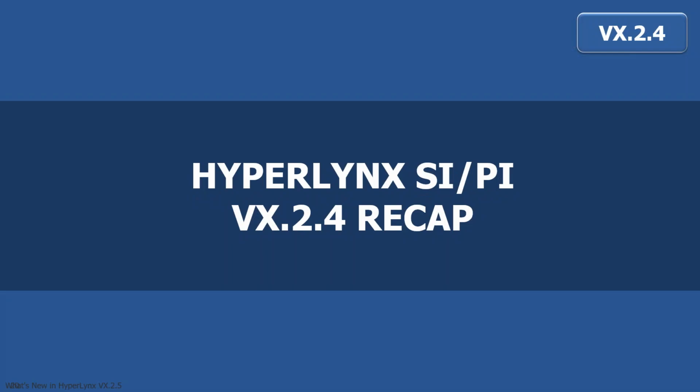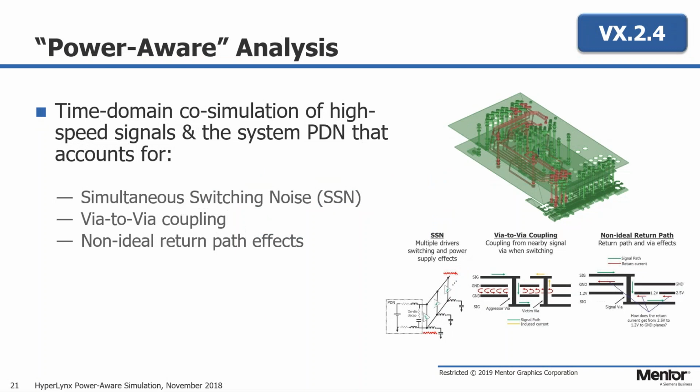For the next section, before I get into what's in 2.5, I thought I'd back up real quick and take a couple slides to mention what came out in 2.4, just in case you missed that. So the first item was the power aware. This is for DDR4, DDR5 cases where you've got large buses that are going from one place to another. They're toggling all at the same time. They have a lot of vias that are close to each other, and the return path may not be ideal.